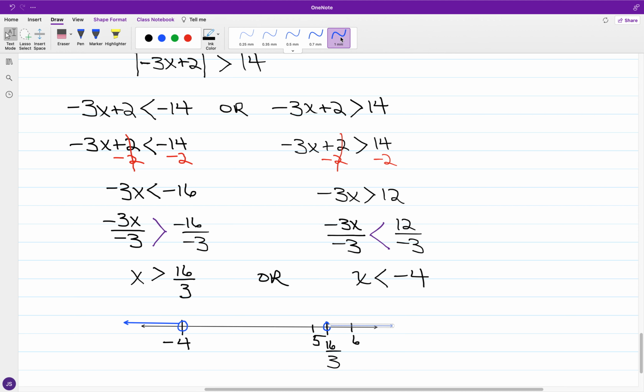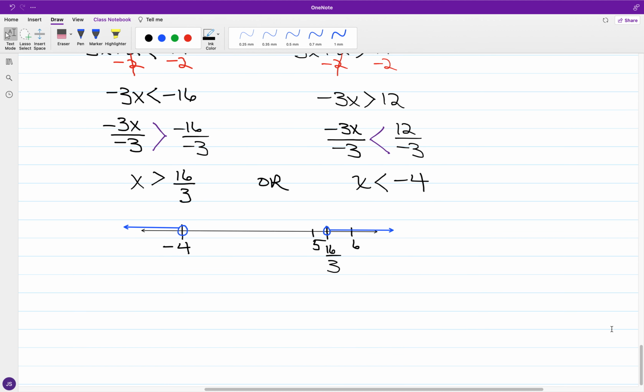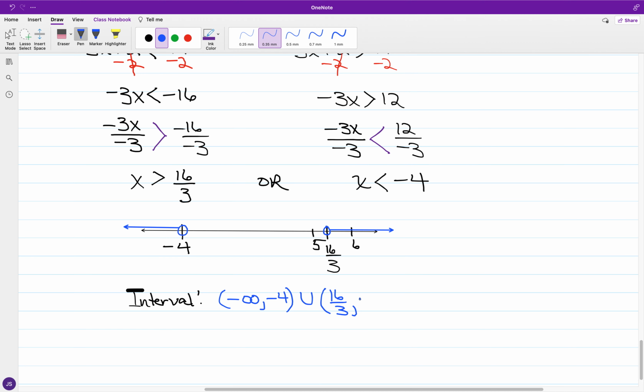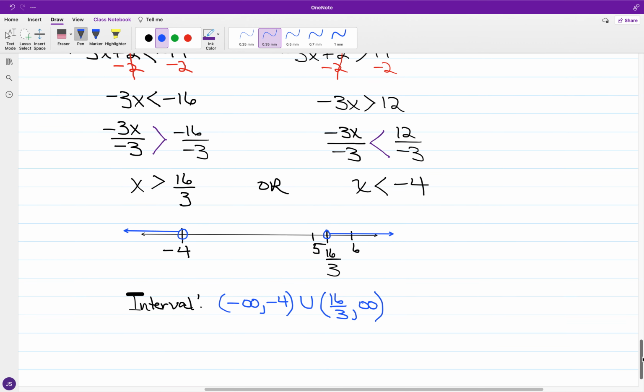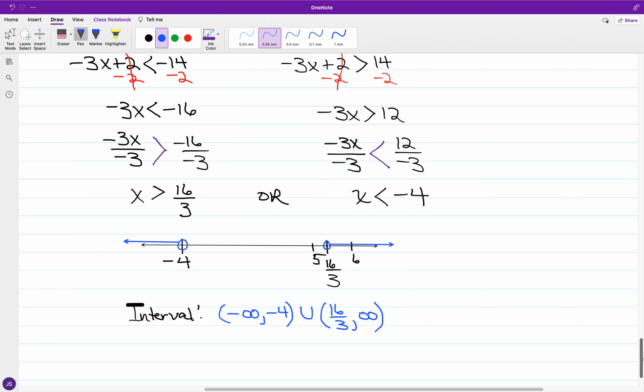All right, and in terms of translating what we have into interval notation, okay, at the lower end you have those values less than negative 4, and at the upper end you have those values that will be greater than 16/3. Okay. And so that'll be the interval result for this first absolute value inequality statement.